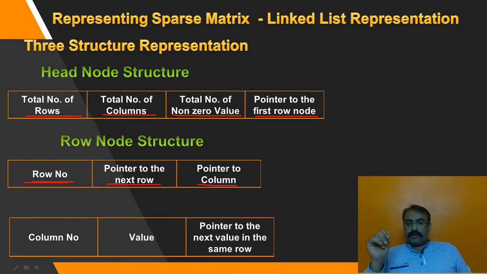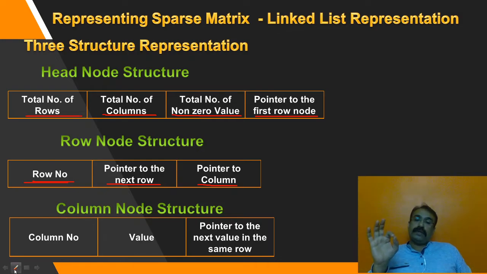I'll come to that. And the third structure which you need to remember is a column node. This will store the actual non-zero value: the column number, the value, and the pointer to the next value in the same row. Okay, so are you getting me? Head pointer is going to point to the row node, and row node will point to the column node.